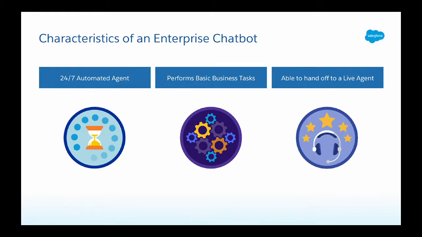So we're all here for Dreamforce, and we all work at big companies. And we need to think about what this chatbot really means in the context of the enterprise. And so for what we care about, a chatbot is automated. In many cases, it's 24/7. It's working around the clock. It's also able to perform basic business tasks that are very repeatable and require relatively low effort to carry out. And they also have the ability to hand off to an actual person, in our case, a live agent with Salesforce Service Cloud.